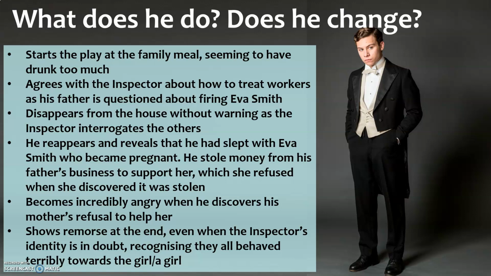And then later on he disappears without any warning. It almost seems like he knows that the questions are going to start coming his way from the Inspector and he gets himself out of there. So he disappears relatively early on in the play, and then he reappears later on at the dramatic moment when it's just been revealed that his mum refused charity to the girl, and then it becomes clear that the baby she was about to have is Eric's. Then we've said already that he stole money. It reveals that from the father's business to support her.